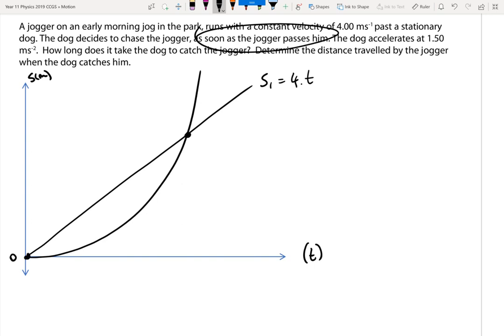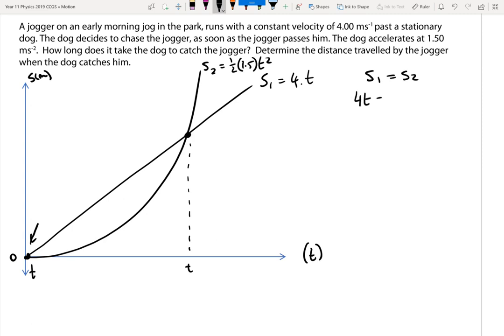Now, you'll notice there are 2 times when they're in the same spot. And if we solve for this, we might get a quadratic that gives 2 solutions for t. T equals 0, and then the final time when the dog catches back up to the jogger. Okay? So our S2 is going to be ut plus a half at squared. Well, u is 0, so we'll go a half of 1.5 t squared. S1 equals S2. 4t equals 0.75 t squared.